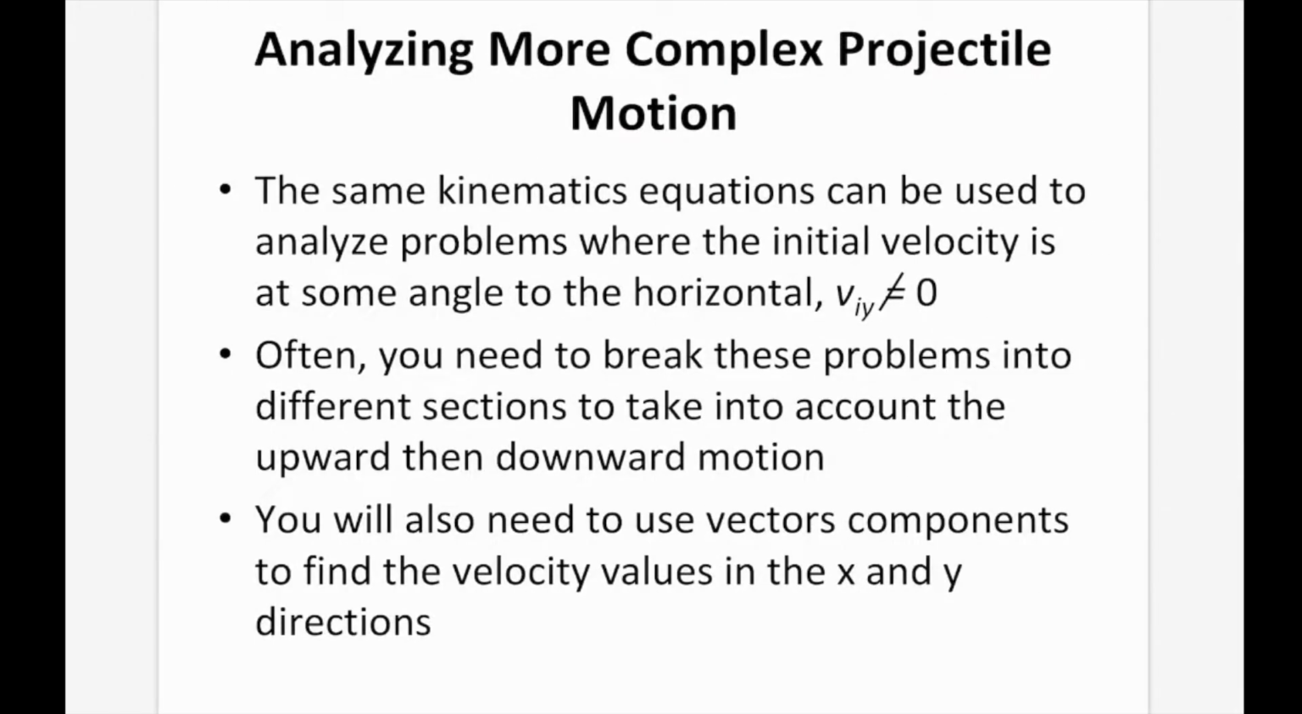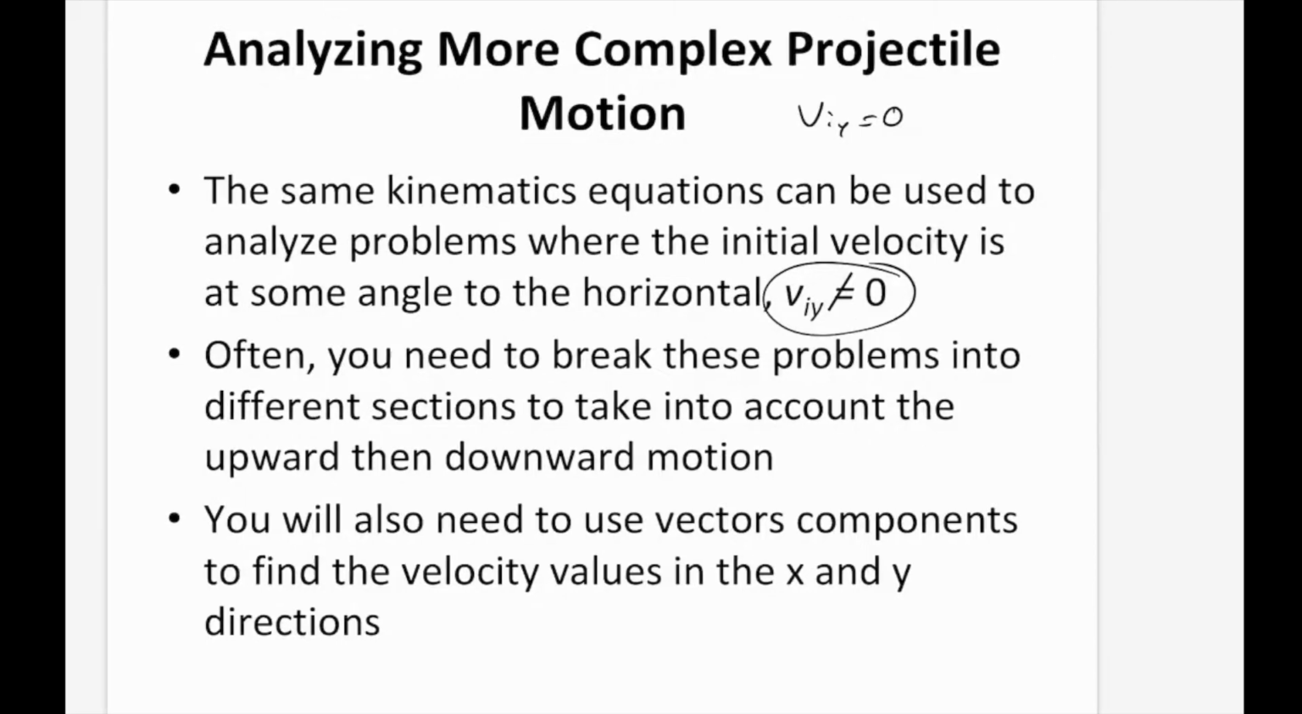Analyzing more complex projectile motion problems. So when our VI y is equal to zero, it's pretty basic, it's very straightforward. But when our VI y is not equal to zero, that's when things start to get a little bit more difficult. Now the same kinematic equations can be used to analyze problems where the initial velocity is at some angle to the horizontal, as in VI y is not equal to zero. Often you need to break these problems into different sections to take into account the upward and then downward motion. You will then need to use vector components to find the velocity values in the x and y directions.